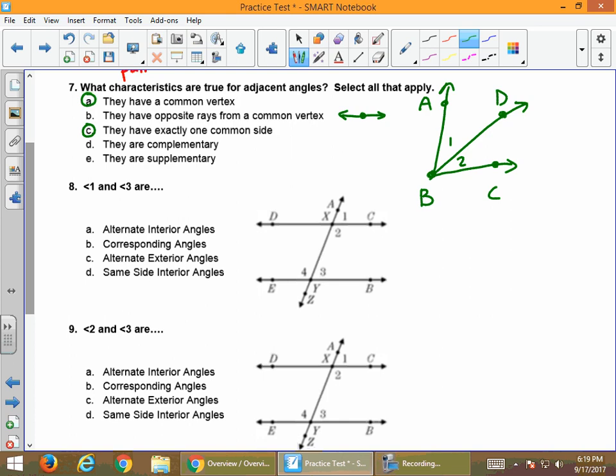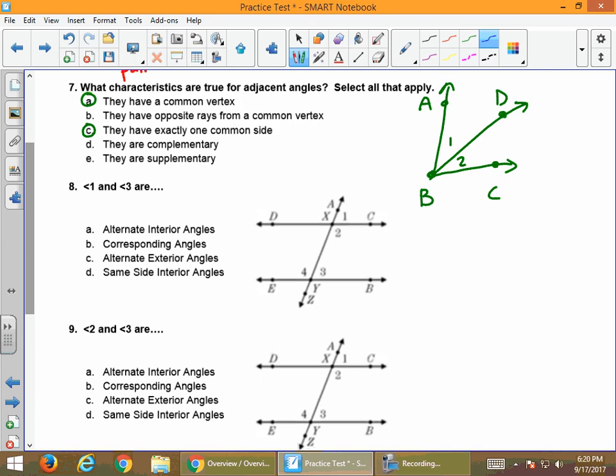They don't have to. As you can tell, these two adjacent angles do not add up to 90. They would be just a little under. And they're supplementary. They don't have to add up to 180. So the only two things that are absolutely true about adjacent angles, they have a common vertex and they have exactly one common side.